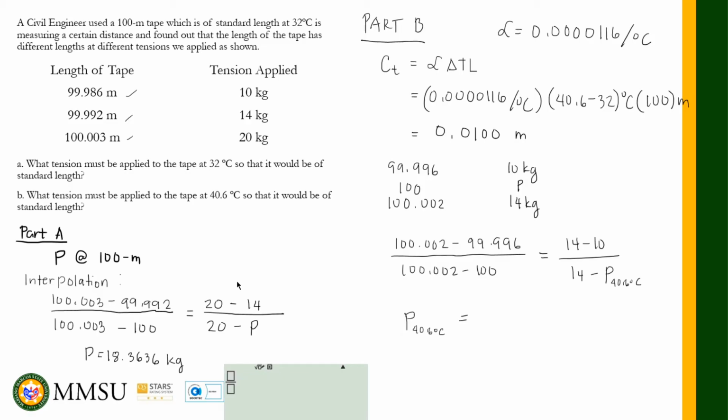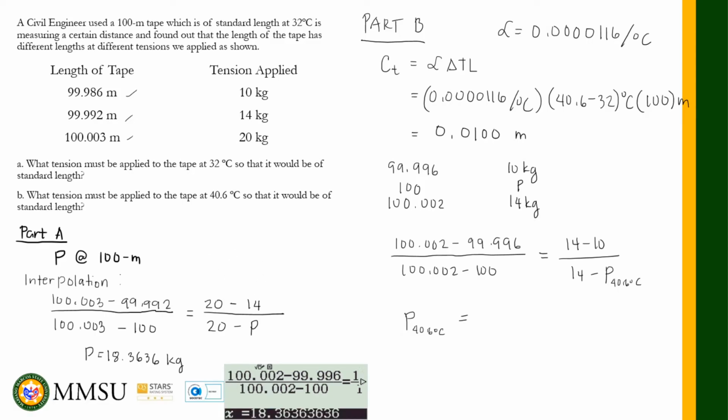Okay, so we have 100.002 minus 99.996 over 100.002 minus 100, that's equal to 14 minus 10 over 14 minus our variable P.